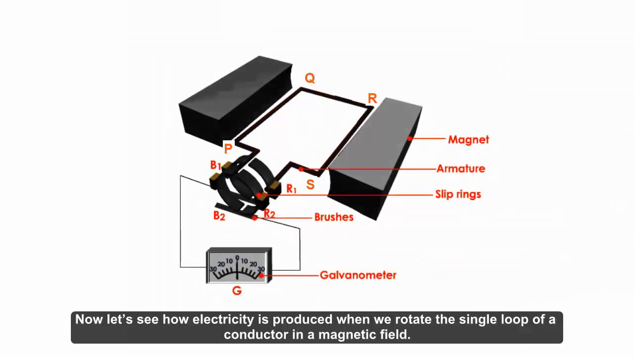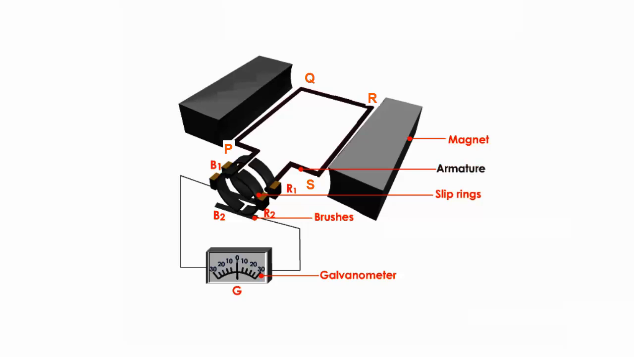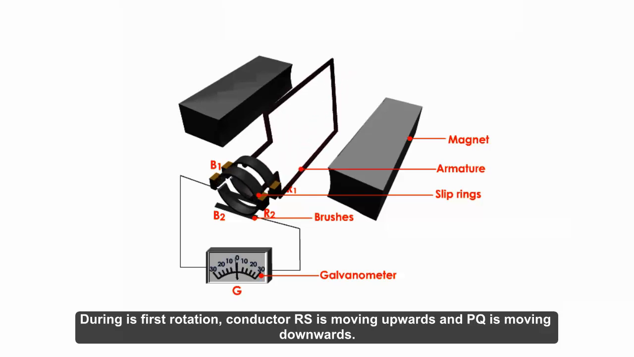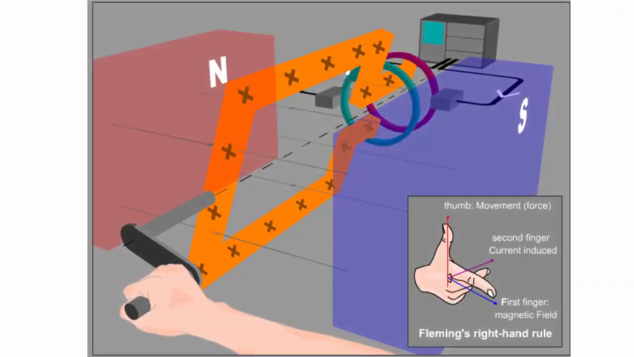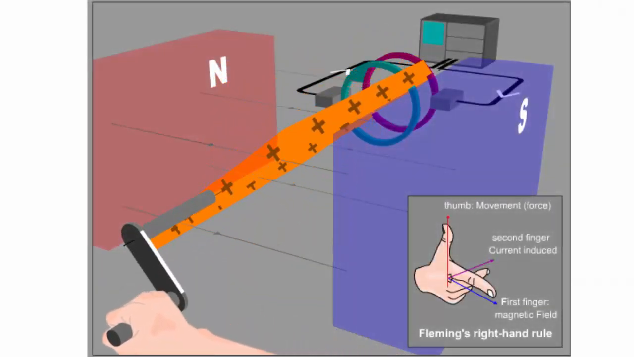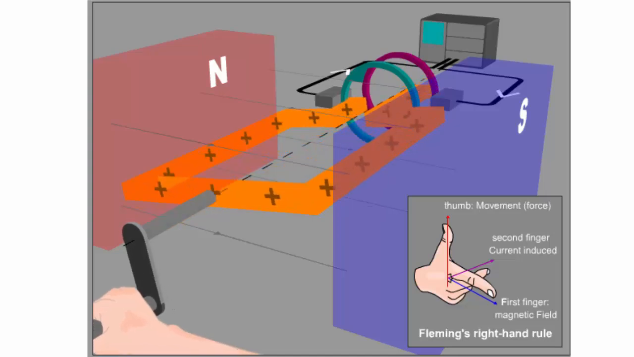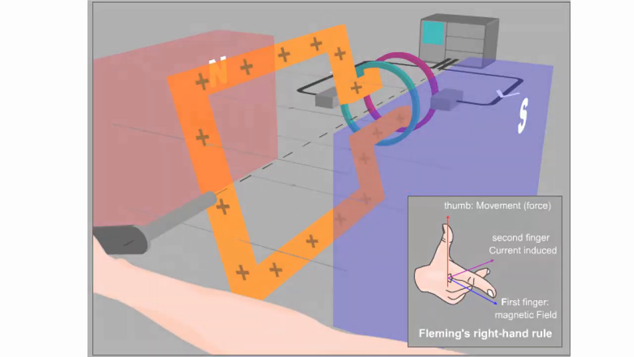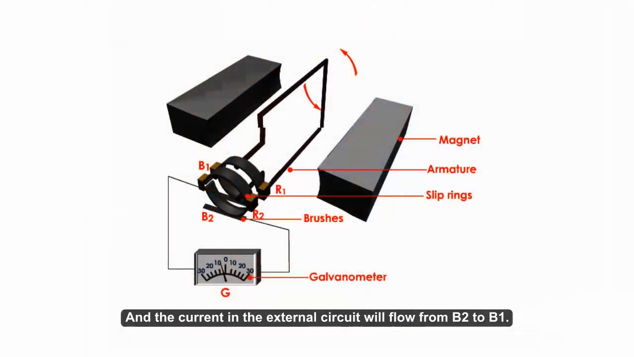Working. Now, let's see how electricity is produced when we rotate the single loop of a conductor in a magnetic field. During its first rotation, conductor RS is moving upwards and PQ is moving downwards. Therefore, according to Fleming's right-hand rule, the induced current will be in this direction as shown here. And the current in the external circuit will flow from B2 to B1.